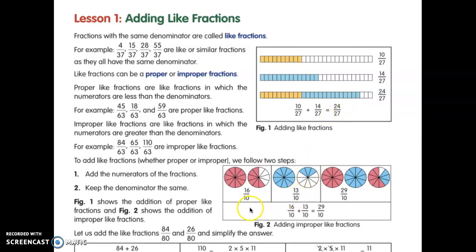Now look at Figure 2, adding improper like fractions. If you count the shaded portion here, you will get 16, and then the other one is 13. If you add 16 over 10 plus 13 over 10, you will get 29 over 10. This is an improper fraction because the numerator is greater than the denominator.